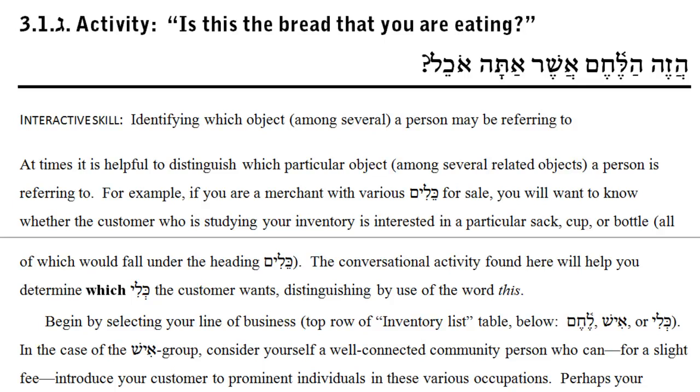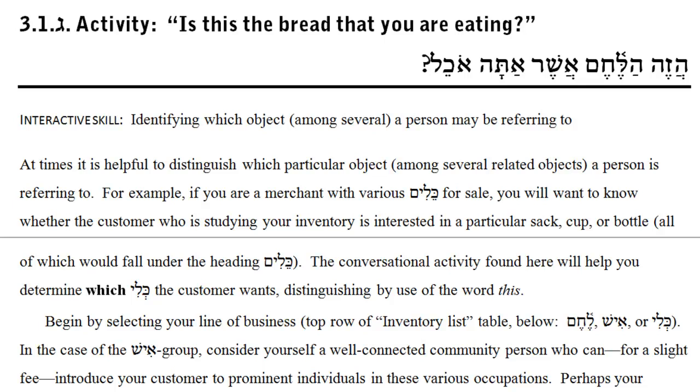Have you had the experience of buying a commodity from a merchant and needing to clarify to that merchant which among various items was the particular one you were interested in? Perhaps it was an item of food behind a glass case or a particular garment among several garments.